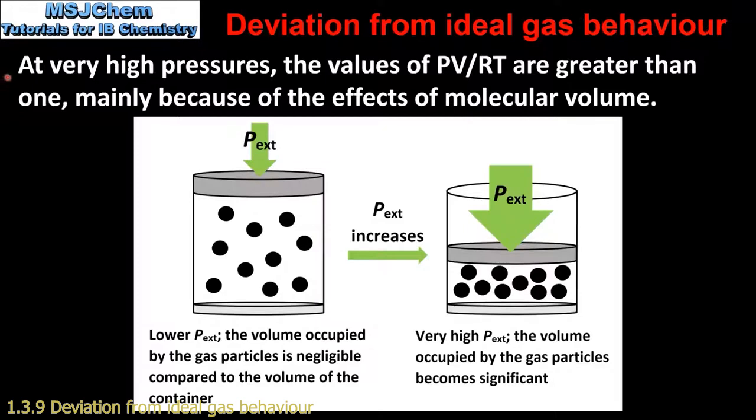As we saw previously, at very high pressures, the values of PV over RT are greater than 1. This is mainly because of the effects of molecular volume.